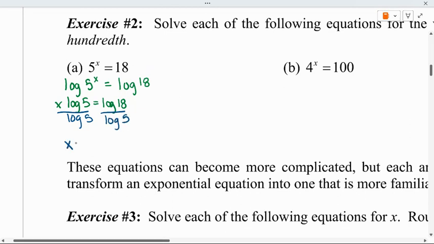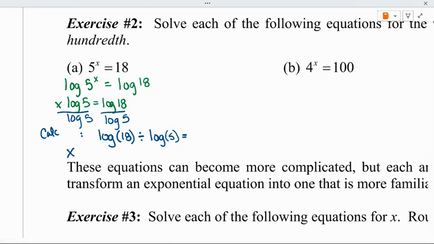So this is like your calculator, right? What are you putting in there? You're going to type log 18, close your parenthesis, divided by log 5, close your parenthesis, and hit equals. You have to do that. I got 1.80, it's about 1.80, right? Because it's to the nearest hundredth, so it's about 1.80, correct?